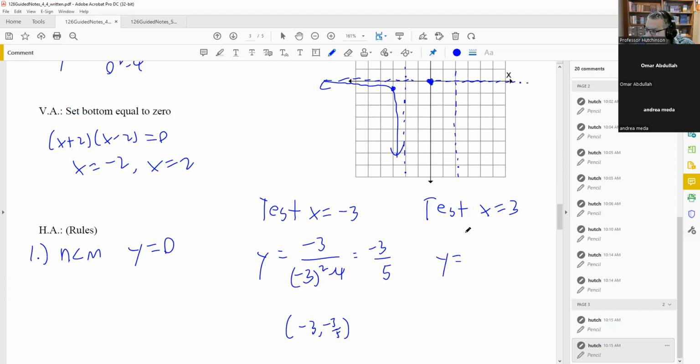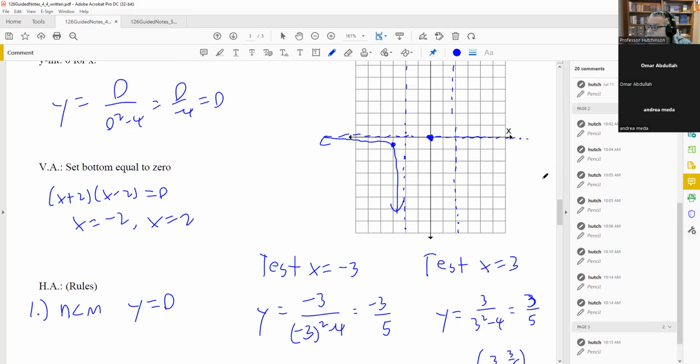But I also want to test 3. So I'll do 3 over 3 squared minus 4. That's going to be +3 over 9 minus 4, which is 5. So this is going to be the point 3 and +3 fifths, which means that I'm going to have a point right about here. So now that tells me the graph is going to be in this section like that. So I'll do that part.